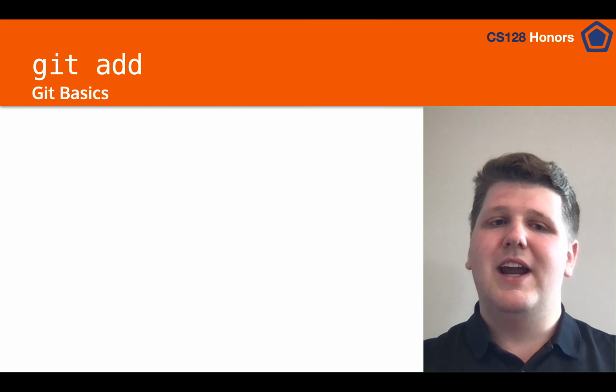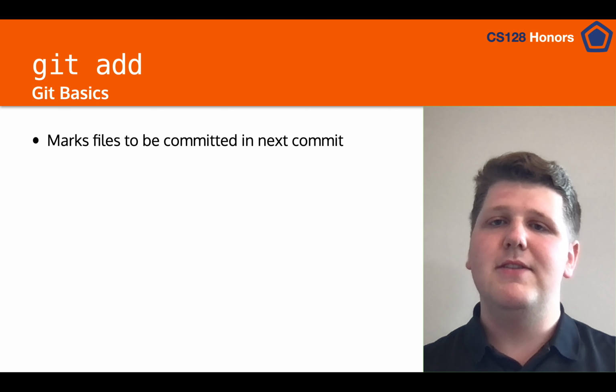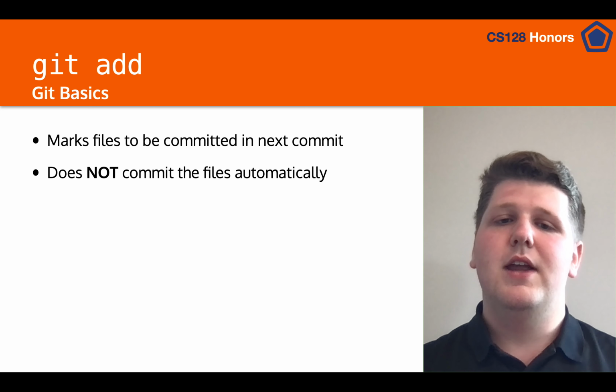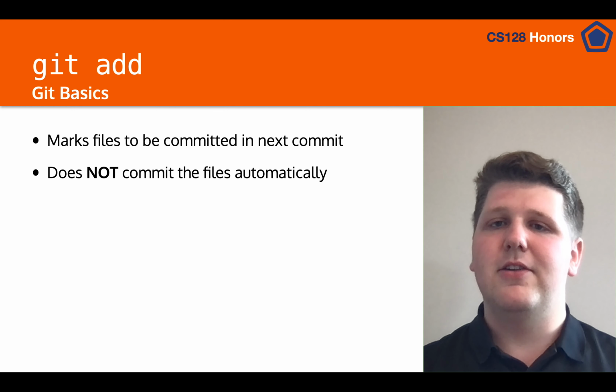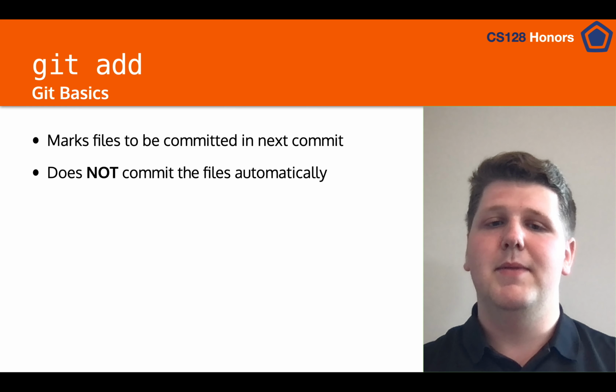So let's talk about git add. Git add will mark the files to be committed in the next commit because by default, commits will only commit the files that have been added to the staging area. And so it will not commit any files automatically for you. You need to run a different command to commit files. This will just move them and mark them to be committed in the next commit.